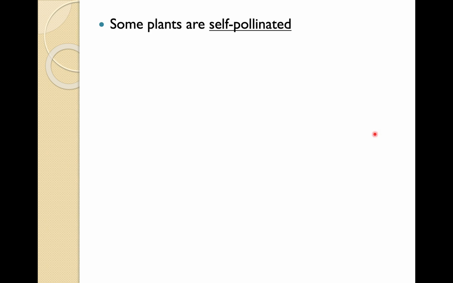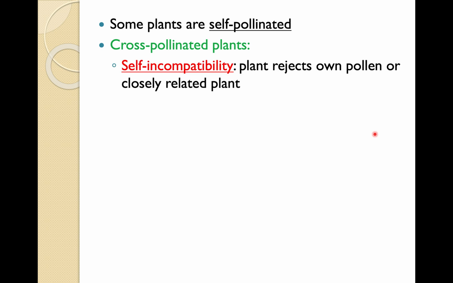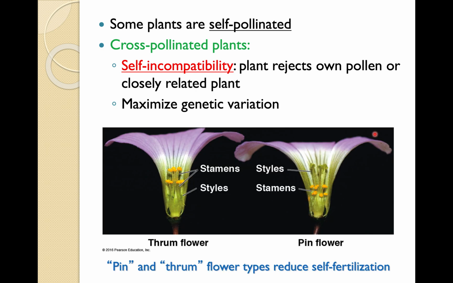Now, some plants are self-pollinated, but this is not ideal because it doesn't allow for genetic variation. And so for plants to survive in different conditions, it's really beneficial to have cross-pollination where different plants are pollinating. Some plants avoid self-pollination by having self-incompatibility, where they will reject their own pollen or pollen from a closely related plant, and that's to maximize genetic variation.